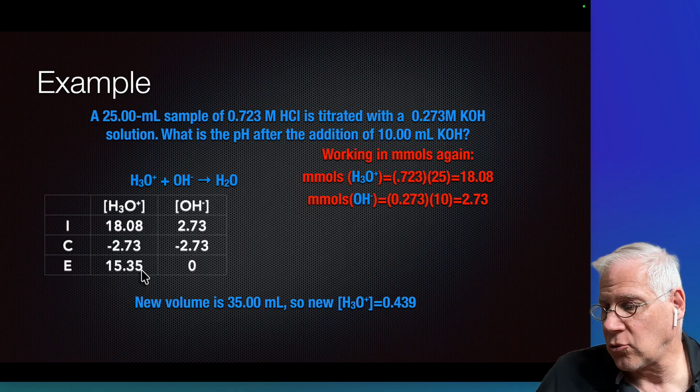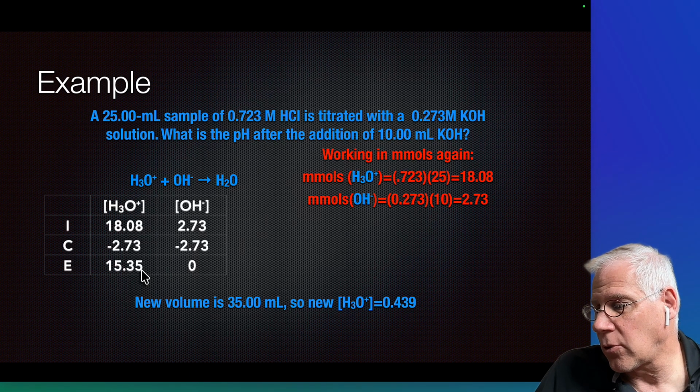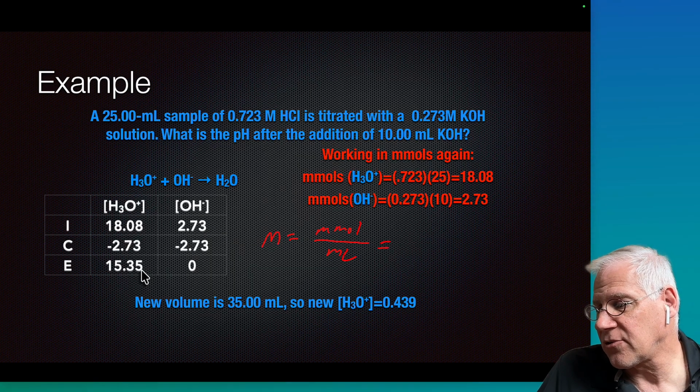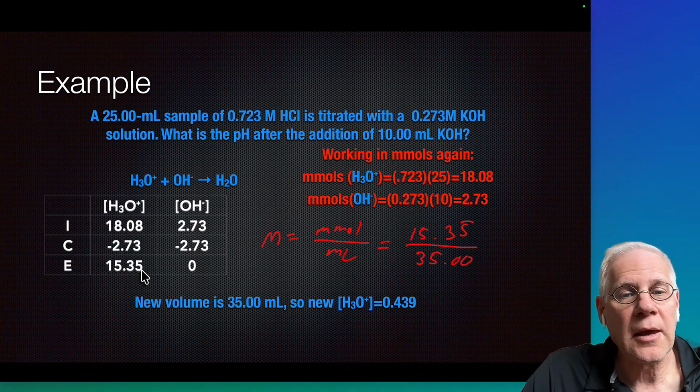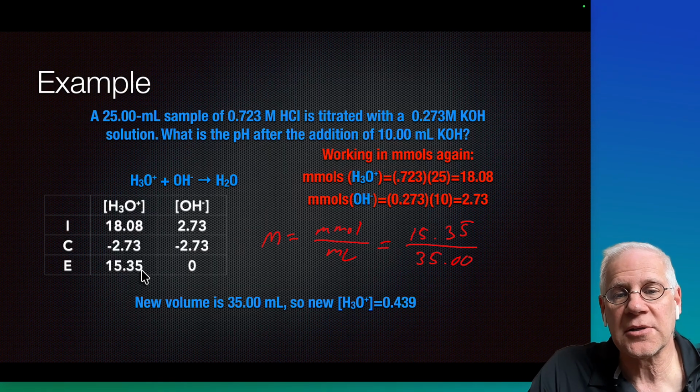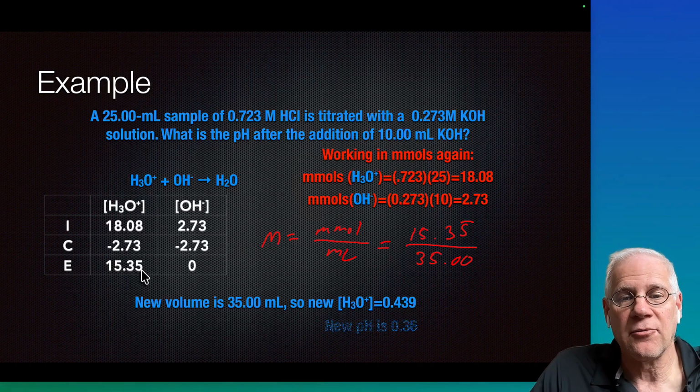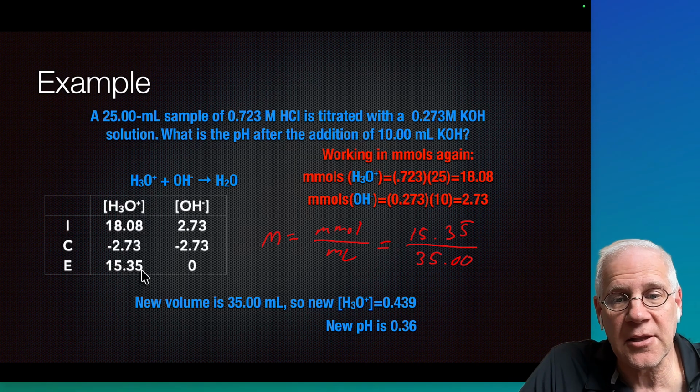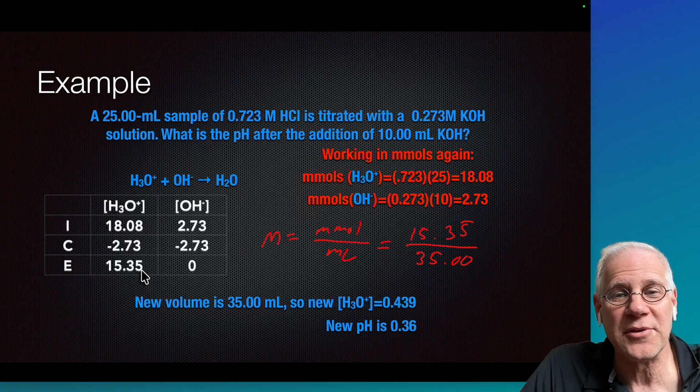So we always do number of moles. For our molarity, we can take our millimoles and put it over our milliliters. So that would be 15.35 divided by our new volume, 35.00, and we get a new H3O+ concentration of 0.439. And if we take the negative log of that to get the pH, we get still a very low pH of 0.36.